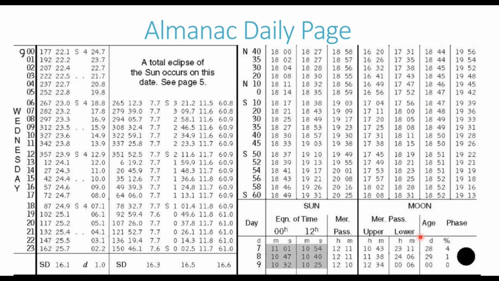Next, you have the age of the moon and the phase, how much percentage is visible. So the moon is on 28th day, 29th day and 00 day, and you can see it is a new moon day. The 9th is a new moon day. The visibility was 4% on 7th, 1% on 8th, and nothing is visible on 9th. So this was the information provided to us in the almanac.